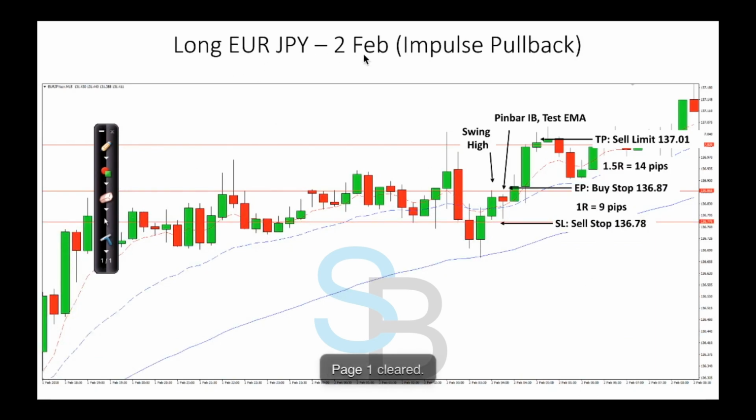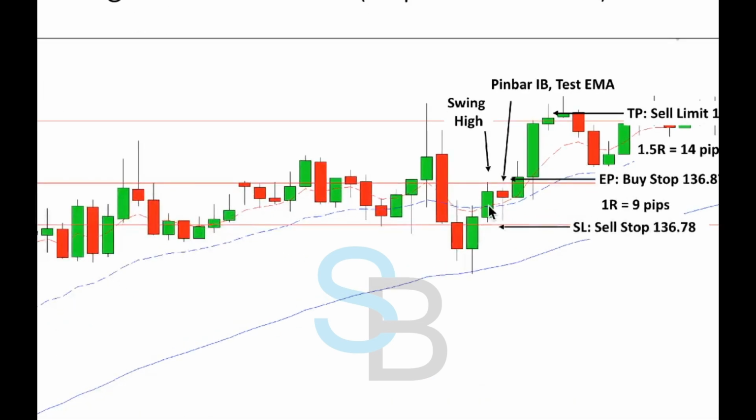This is 2nd February as well, long on Euro Yen. Again, you can see the 6 crossing above the 18 EMA. All right, so this is a swing high candle. Right after the swing high, we have an inside bar candle. All right, there's an inside bar, lower high and higher low. So again, if you only have an inside bar candle, it must test the moving averages.